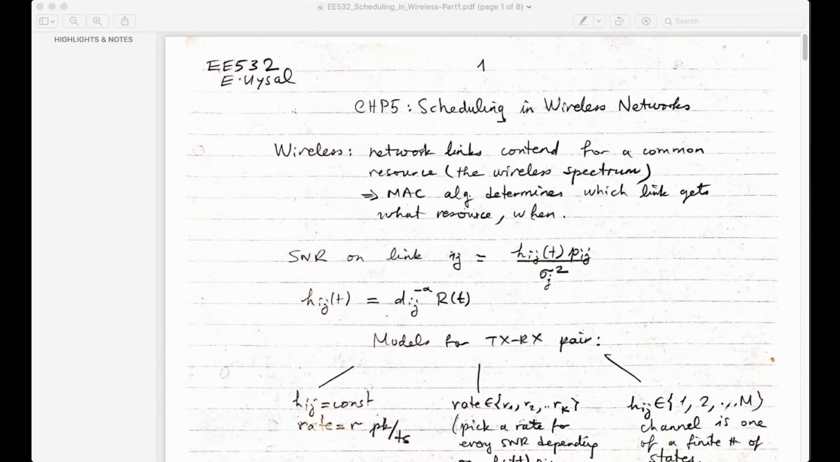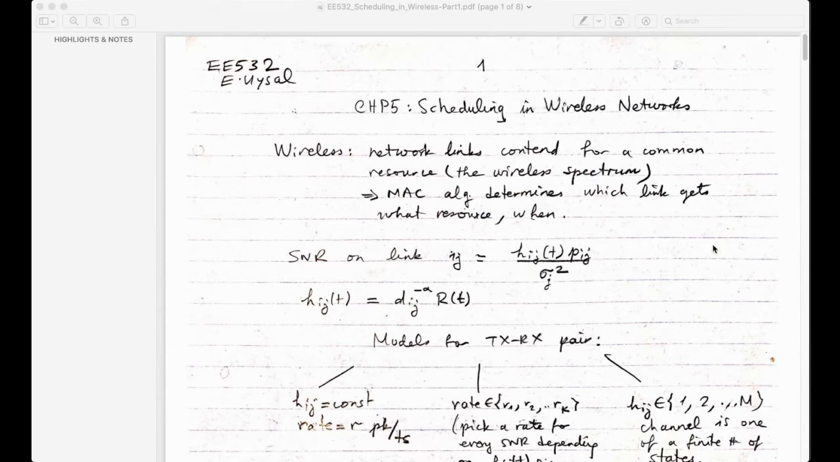The medium access can sometimes be solved through random access. Sometimes it can be solved through scheduling. So for this chapter, we'll consider the scheduling of wireless transmissions of multiple nodes.